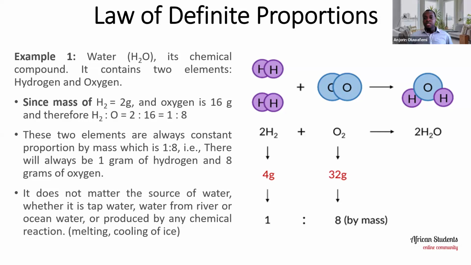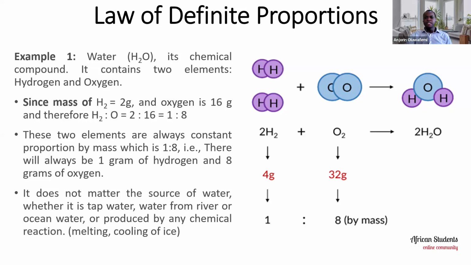For oxygen, it is 16, but we have a subscript of 2. So because of that, it is 2 multiplied by 16. So that is 32 grams. So the ratio now becomes 4 grams against 32 grams. When you divide all through by 4, what you end up having is ratio 1 to 8 by mass. This is a definite proportion for water anywhere, regardless of the sample size or the water source.